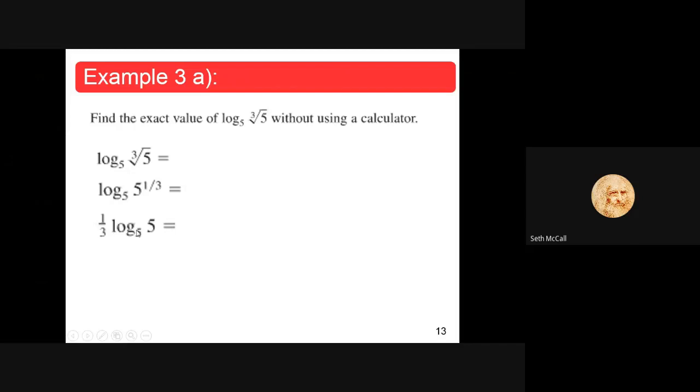And then the last property is one we have already previously discussed, which is when you have a log with a base that matches the number that's being logged, in this case, log base 5 of 5, that turns into 1. So you're left with 1/3 times 1, which is 1/3. So the answer of log base 5 of the cube root of 5 would be 1/3.